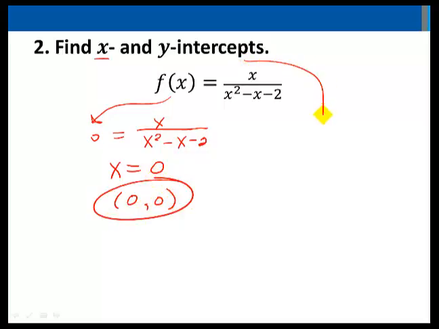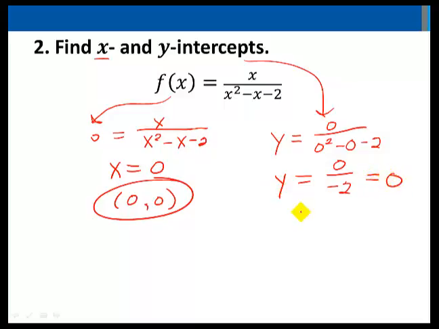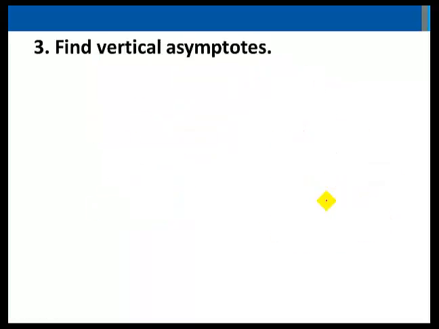For y-intercepts, I set x equal to 0. I will have y equals 0 over 0 squared minus 0 minus 2. That will result in y equals 0 over negative 2, or 0. And so I will also have one y-intercept of 0, 0. This happens to be the same as the x-intercept, so we have only one intercept for this function.